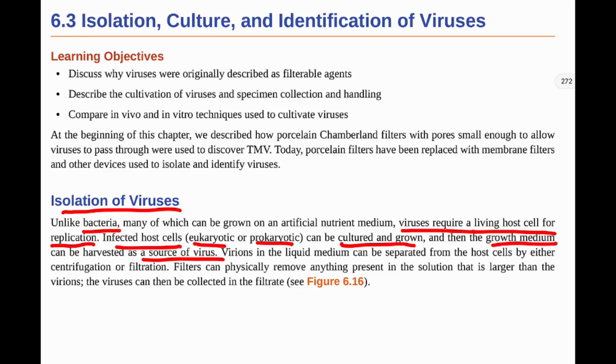and then we can get the virus out of those cells. So virions in the liquid medium can be separated from the host cells by either centrifugation or filtration. Centrifugation would be spinning it very fast in a centrifuge, and then it can separate out the parts. Or filtration, where there would need to be a small enough filter that would filter out things that are even slightly larger, like bacteria cells, which are actually very small, but definitely larger than viruses, and then just get the virus at the end. So filters can physically remove anything in the solution that's larger than the virions, and then the viruses can be collected in the filtrate.